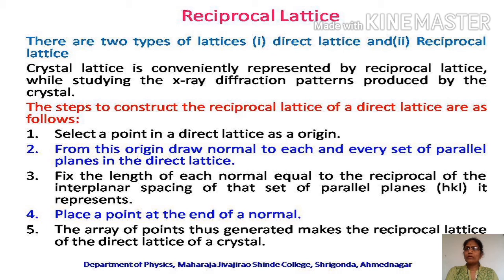Now, in order to obtain the reciprocal lattice of a given direct lattice, you have to consider a length of 1 upon d, that is, the normal which you have drawn should be restricted to a length of 1 upon d. At that end point, you have to place one atom. This will give us an array of points, which is the reciprocal of the direct lattice. This is how we can obtain a reciprocal lattice of a given direct lattice.